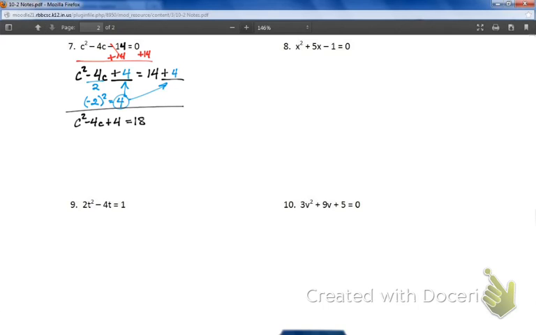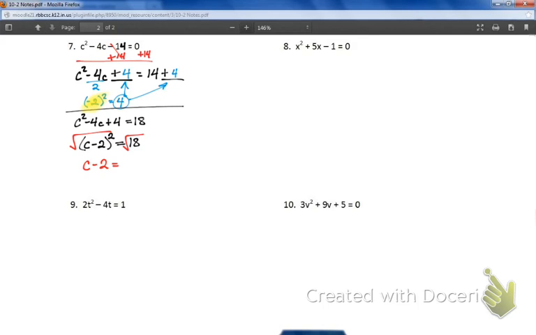Again, at this point, the work's already done for you. You know this should turn into c minus 2 squared equals 18. And again, I know it was c minus 2 because I made it a perfect square by squaring negative 2. So negative 2 is my number there. Now I'm going to solve by taking the square root of both sides. Square root of c minus 2 squared is just c minus 2.